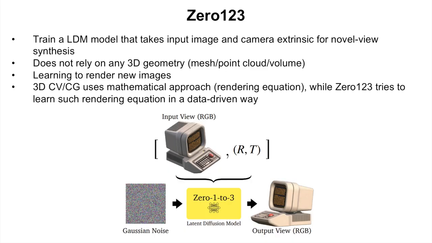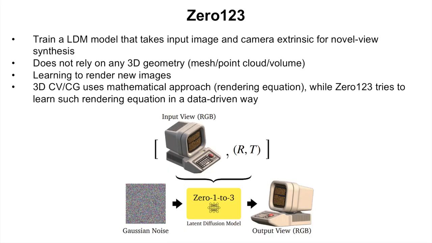And Zero-1-to-3 trains an LDM model. We learn an LDM model, right? A latent diffusion model that takes the input image and camera extrinsics for novel view synthesis. And it does not rely on any 3D geometry: mesh, point cloud, volume, does not rely on anything. DreamFusion relies on NeRF, right? But here, Zero-1-to-3 does not rely on any 3D representation.